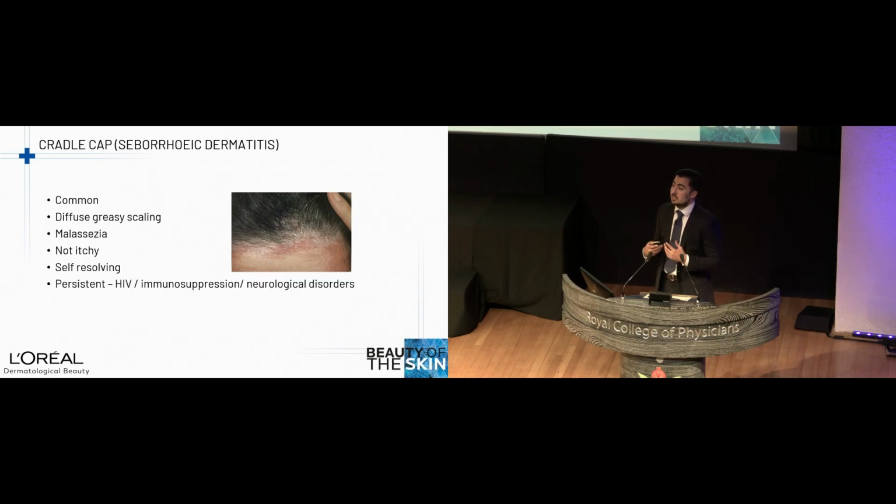We think that this is related to a yeast that is normally found on the skin surface, and your body makes a reaction to the fatty acids that are produced by the yeast, and you get this inflammatory component. Very, very important: if it's not resolving, you must think about the bigger picture. As my colleague spoke about, history and examination are very important in dermatology. If it's persistent, you must think about immunosuppression. You will also see this condition in neurological disorders like Parkinson's disease and multiple sclerosis, although we're not quite sure about the etiology in these neurological conditions yet.